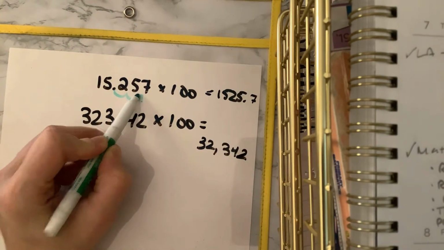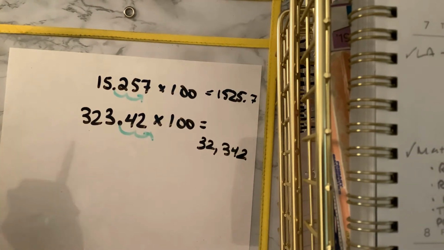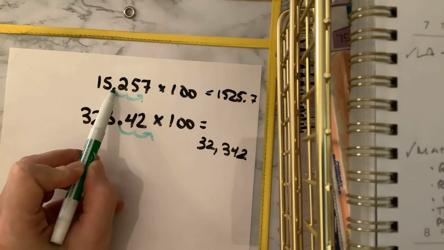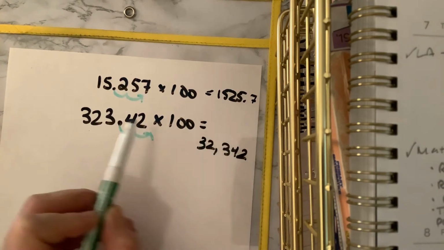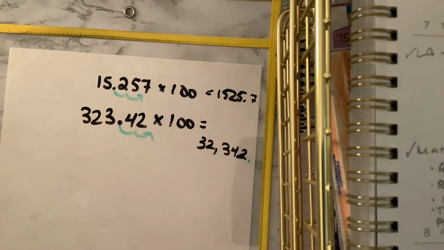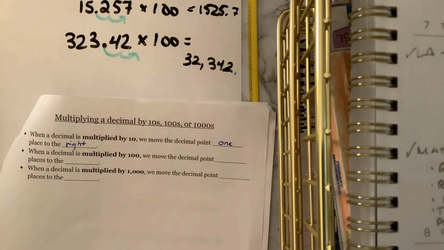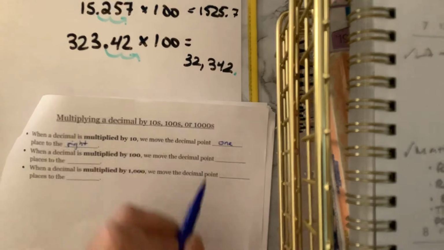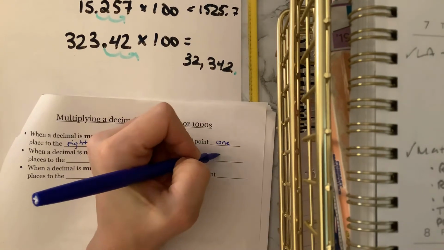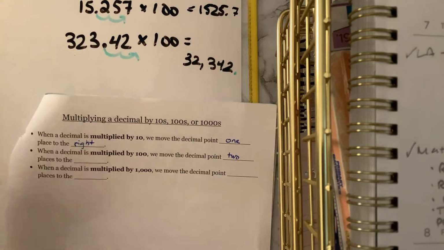1, 2. 1, 2. So our decimal point went from here to here in our answer. And again, if it's a whole number, we're going to have it be at the end, which we wouldn't include. But again, this is our rule. We can apply this rule. When a decimal is multiplied by 100, we move the decimal point 2 places to the right.